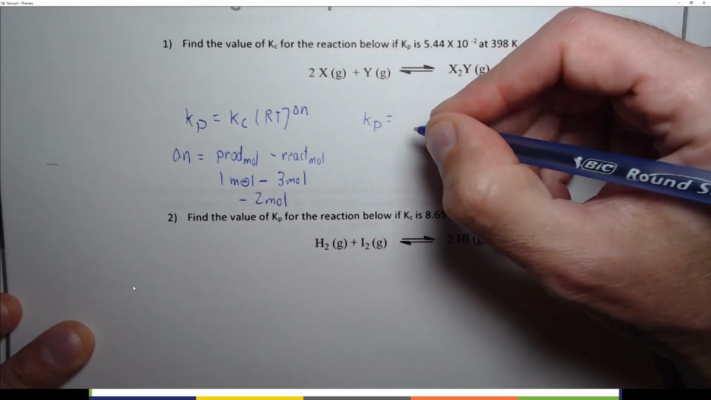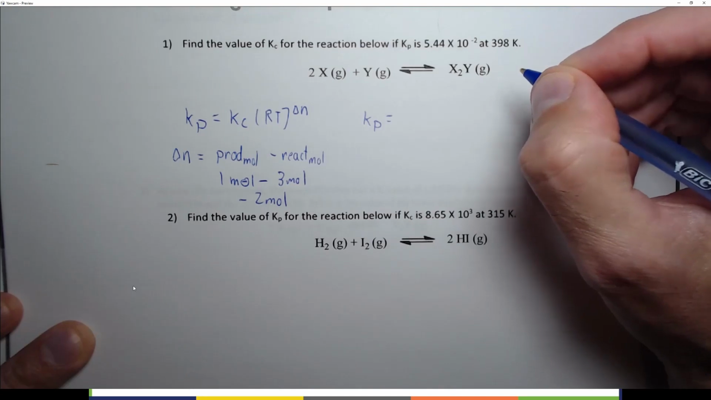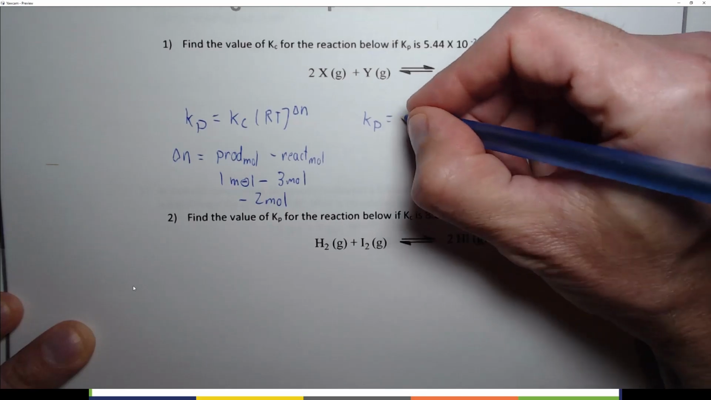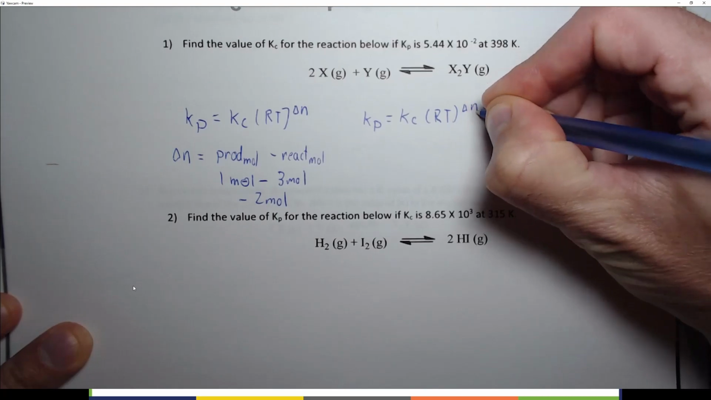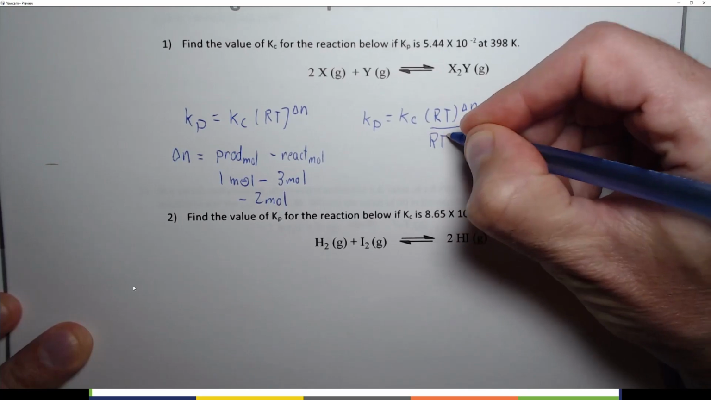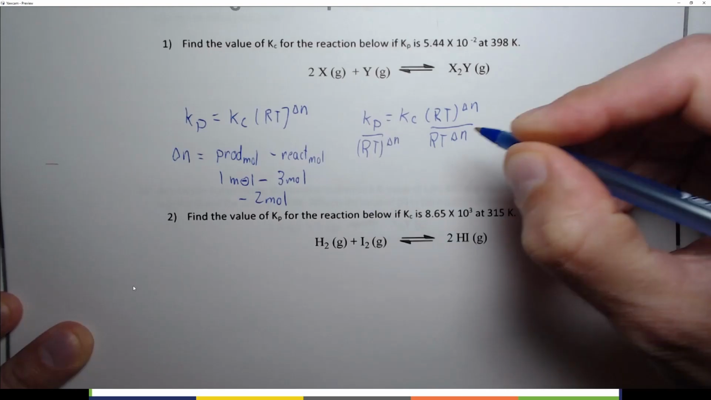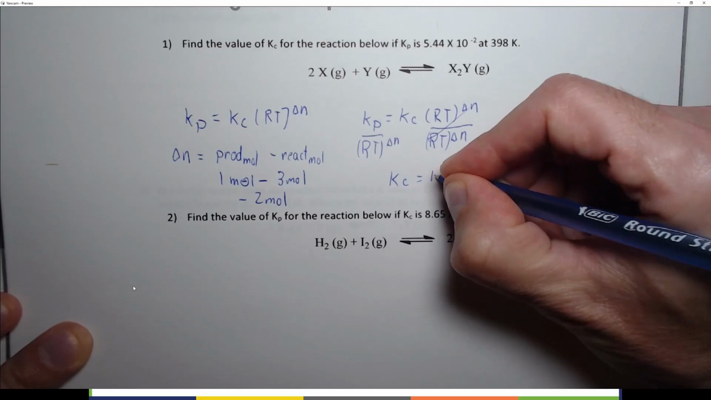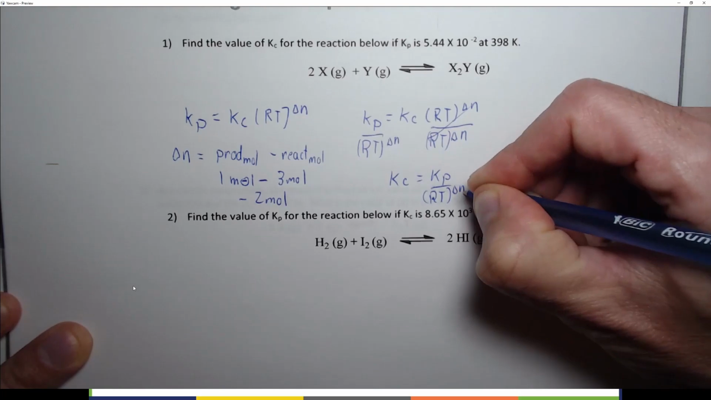Kp equals Kc times RT to the delta N. In this case we're given the Kp and we're looking for the Kc. So let me write this out again: Kp equals Kc times RT to the delta N. Since we're looking for Kc, we divide by RT to the delta N, and it cancels out on this side. So Kc equals Kp over RT to the delta N.